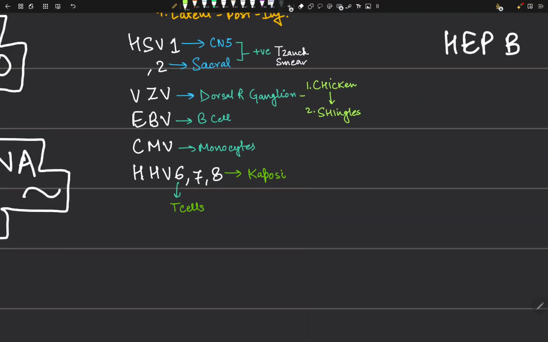EBV, Epstein-Barr, is also called B virus, right? B stands for B. Just remember that. Classic buzzwords: splenomegaly, heterophile positive, associated with Burkitt lymphoma, right? Hodgkin lymphoma, posterior cervical lymphadenopathy. Let's talk about cytomegalovirus. Now, this is a transplant and congenital virus, right? So I'm gonna write.